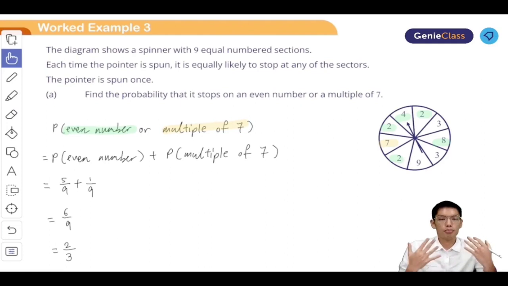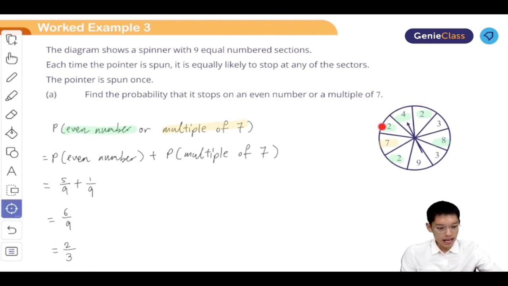Again, mutually exclusive, how to identify? See the events, see whether there are any intersections. In this case, check whether any two colors share one particular option. If no two colors share a particular option, and the colors are separate in the context of this question, they are mutually exclusive. All right, so that's one way.